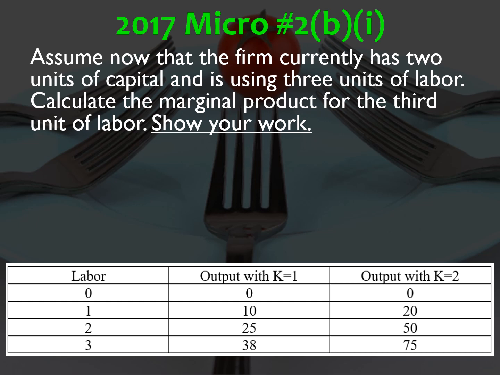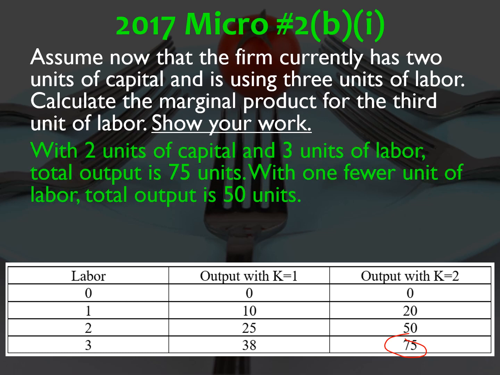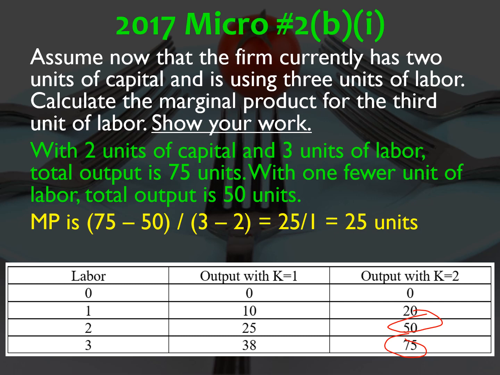B1, assume now that the firm currently has 2 units of capital and is using 3 units of labor. Calculate the marginal product for the third unit of labor. Show your work. So we know that the output with 2 units of capital and 3 units of labor is 75 units. So with 1 fewer unit of labor, total output is 50. So that third unit of labor yielded a marginal product of 25 units. 75 minus 50.